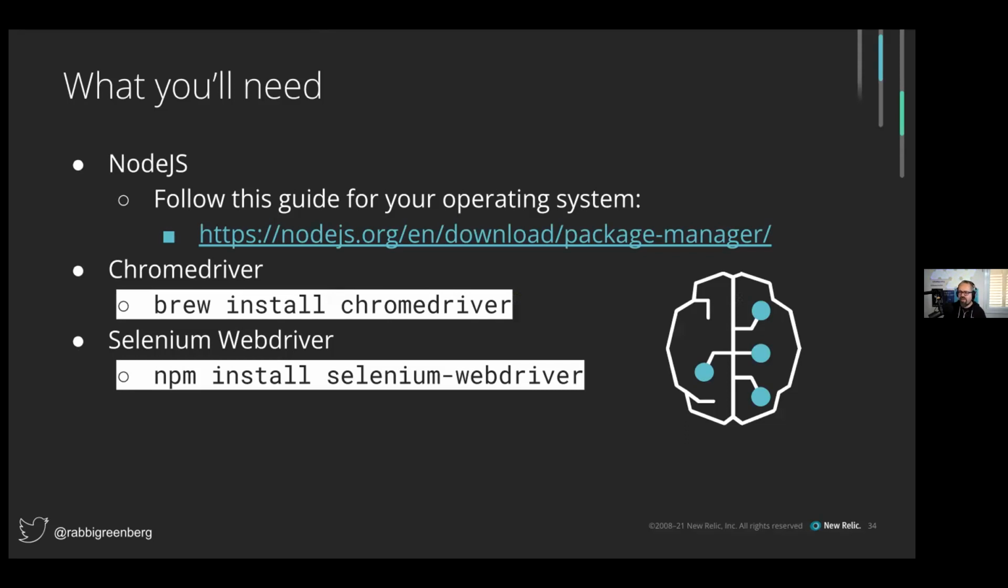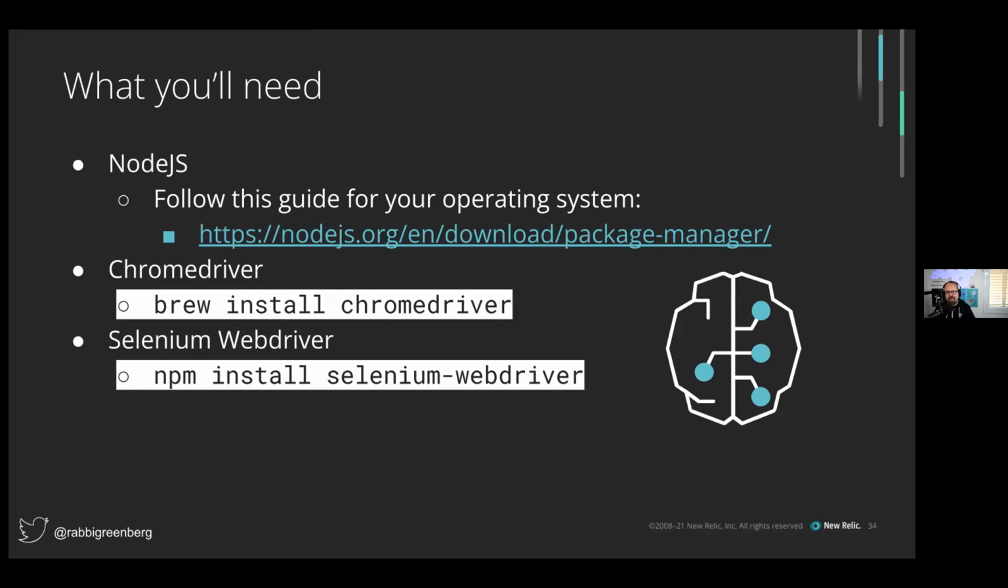You can follow that link, nodejs.org/download/package manager, to follow the instructions for your operating system. And then, for example, in a Mac OS context, in the terminal, you can use Homebrew to install Chrome driver with brew install Chrome driver.